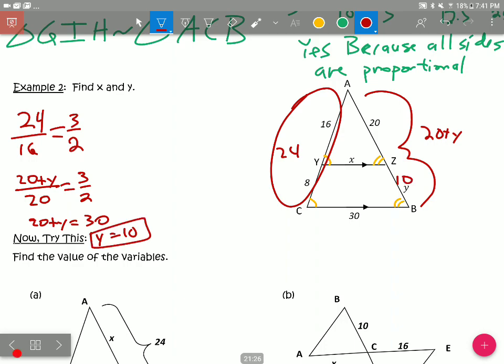Cool. And you can do the same thing here. Big divided by small. I'll do this one in green. 30 divided by x equals 3 halves. That means 60 equals 3x. 60 divided by 3 is 20. So x equals 20.